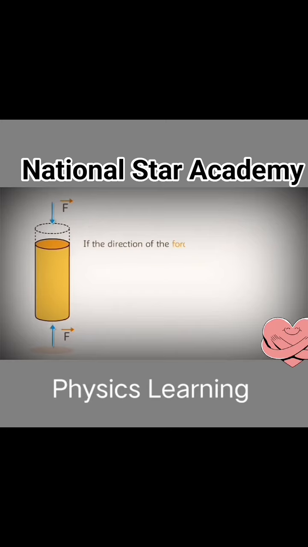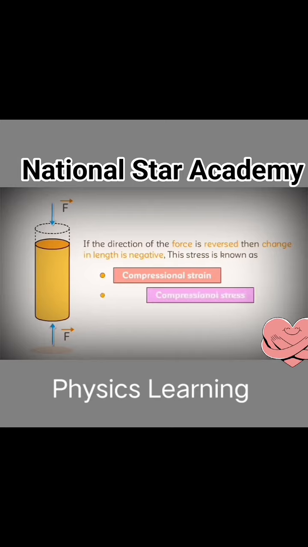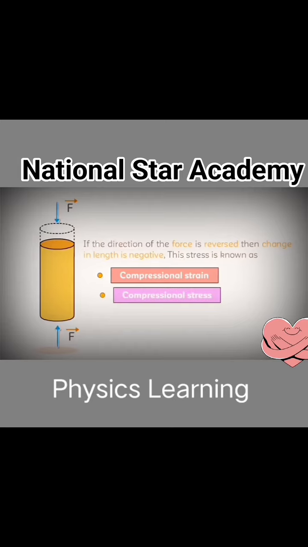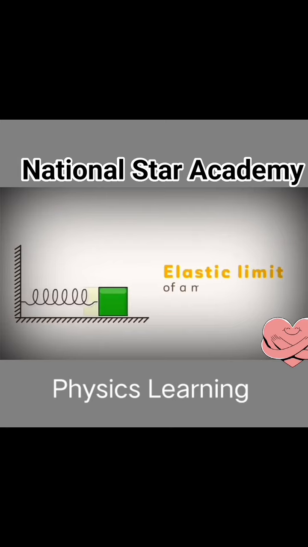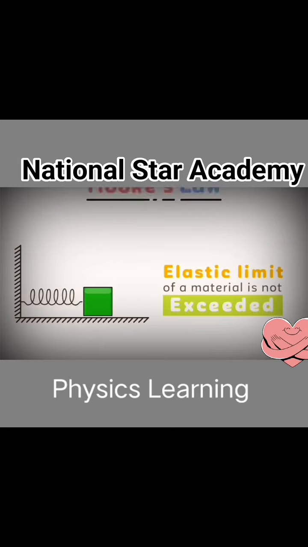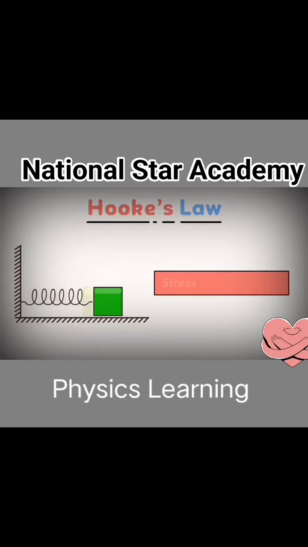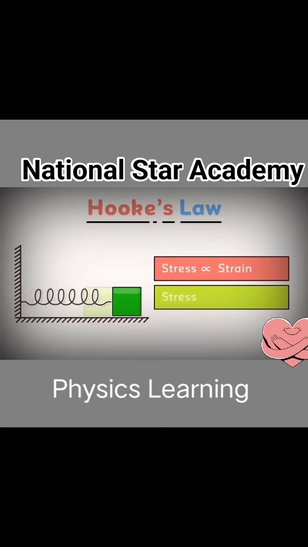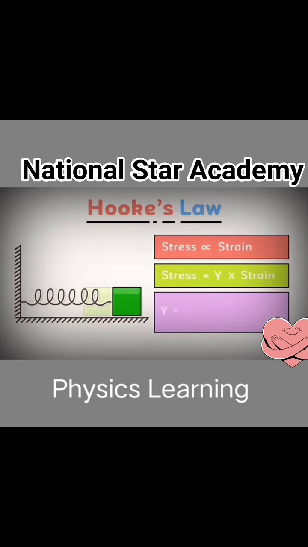If the direction of the force is reversed, then the change in length is negative. This is known as compressional strain and compressional stress. If the elastic limit of a material is not exceeded, then from Hooke's law, stress is directly proportional to strain, or stress equals Y times strain. This implies Y equals stress upon strain, which is equal to force times length divided by area times change in length.